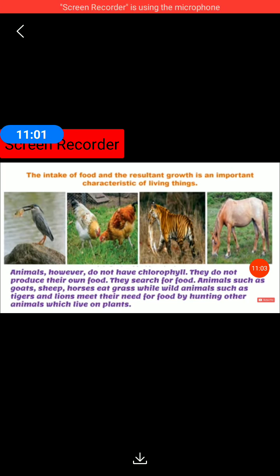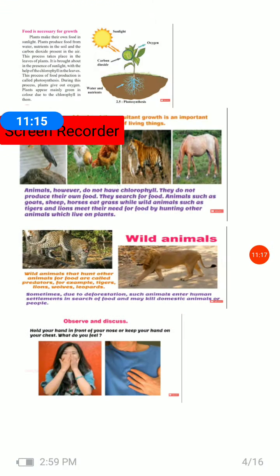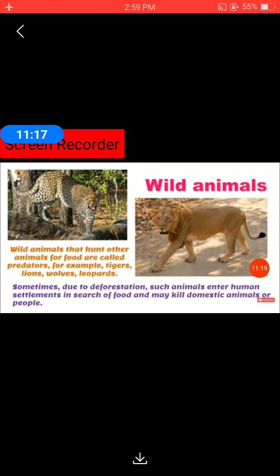So you understood, animals do not prepare their food, they search for food. Some are eating grass, but some are hunting other animals. So this is the way animals get their food. Can you see in the picture? Wild animals are there. They hunt other animals for food and are called predators.